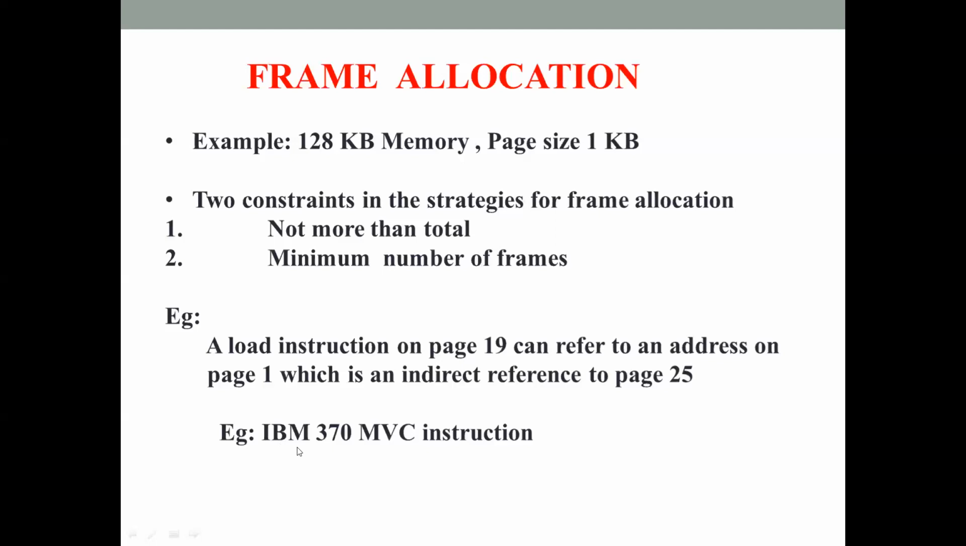For example, this minimum number of frames allocated for every process is dependent on the architecture. For example, in IBM 370, we have the MVC instruction, and this MVC instruction would require a minimum of at least 6 to 8 frames. So it depends on the architecture and the type of instructions present in the architecture. And the maximum number of frames is dependent on the amount of physical memory available in the system.